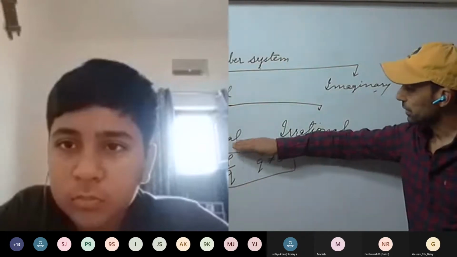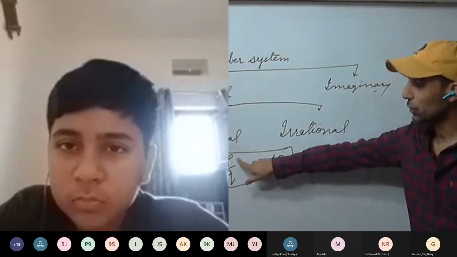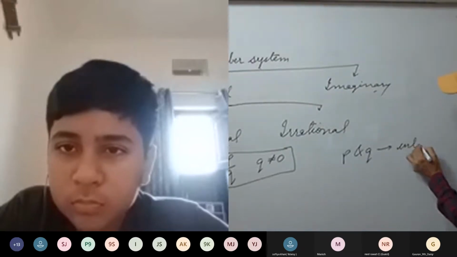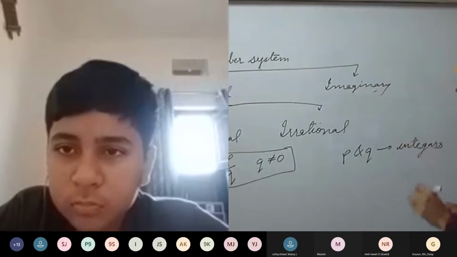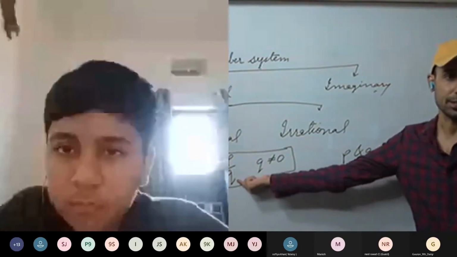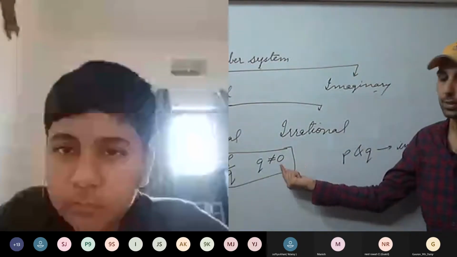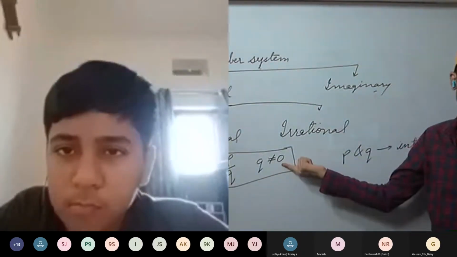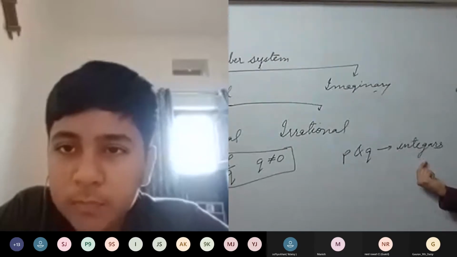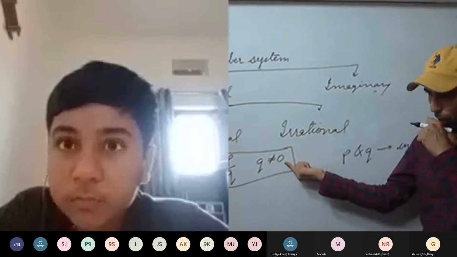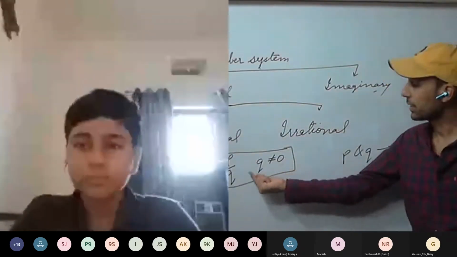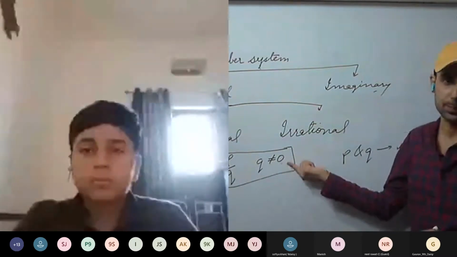Okay. So rational numbers are the numbers which can be represented as a ratio of two integers, where p and q are integers, and q, that is the denominator, is not equal to 0. That is, the divisor is not equal to 0. These two conditions must be satisfied. That is, p and q must be integers, and q not equal to 0. That is, the denominator must not be equal to 0.